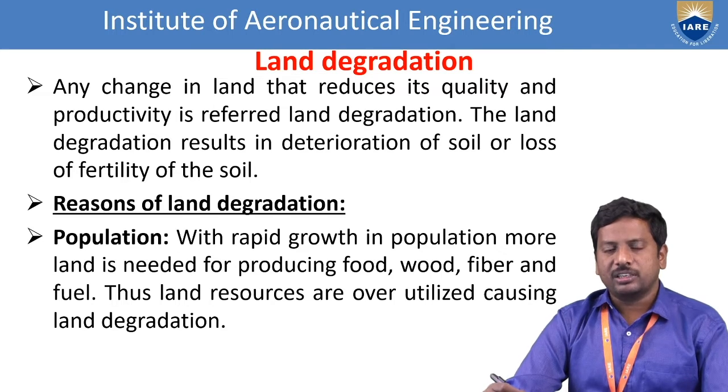Whenever the population increases, they need many natural resources for growing their community. So they depend on many materials, the best examples being food, fuels, and fiber materials. These mainly depend upon land resources. If you need these materials one by one, automatically land degradation also takes place.